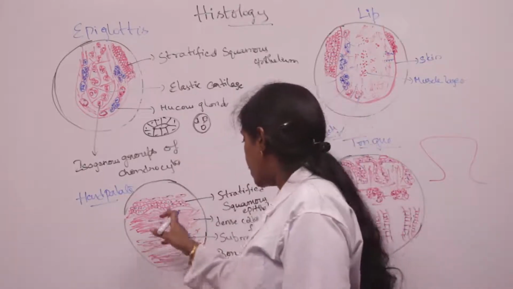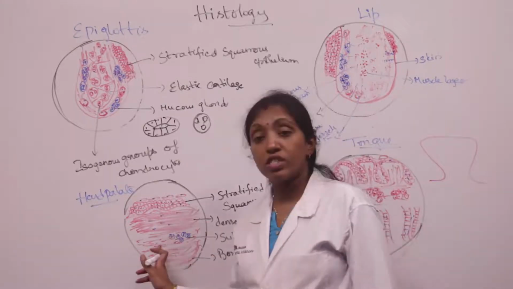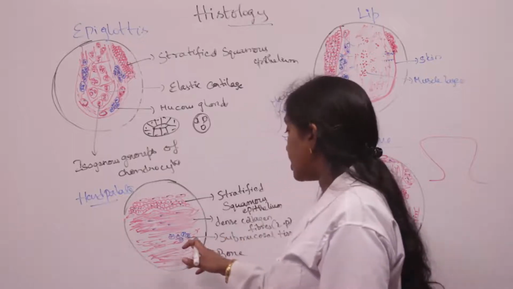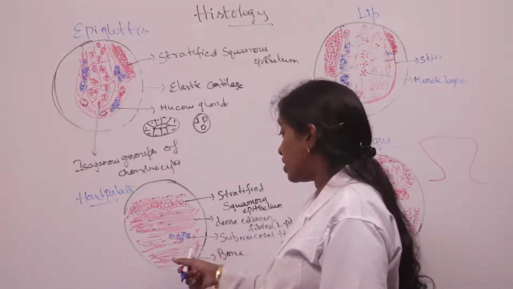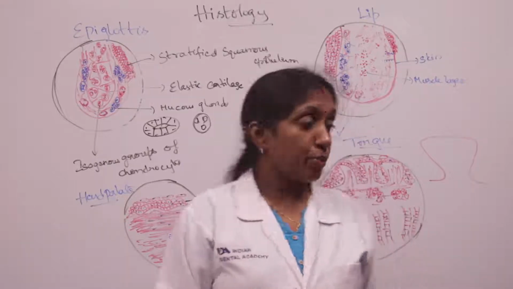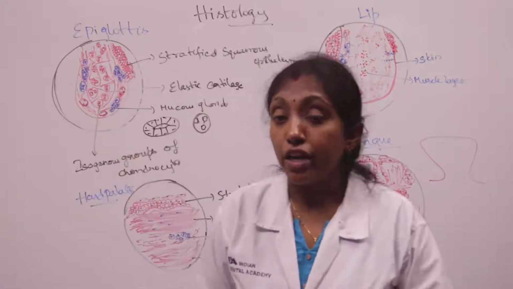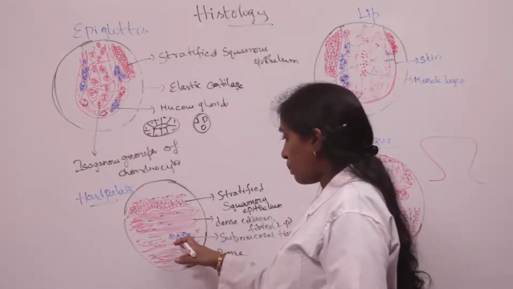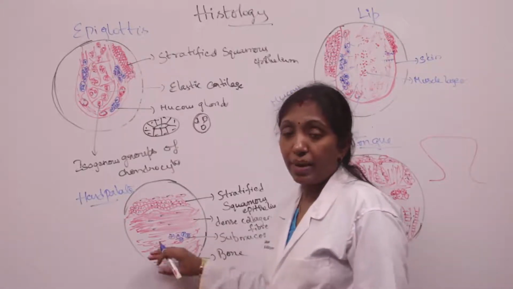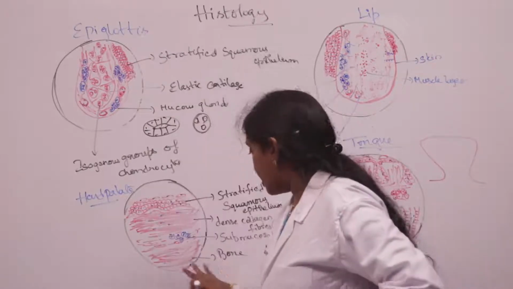And here deep to the lamina propria we have submucosal tissue. In the submucosal tissue we will be able to see mucous glands, along with some nerve fibers and blood vessels. And the remaining part is the bone, because the hard palate is ossified. That's why the remaining part is the bone.